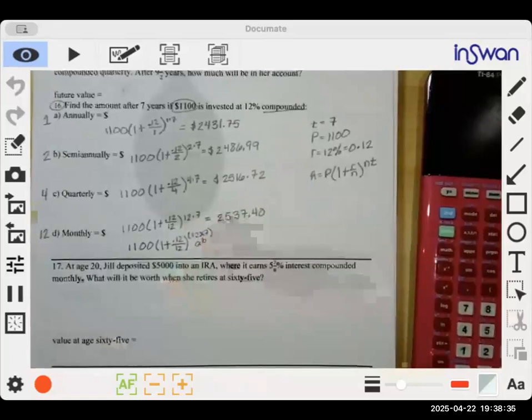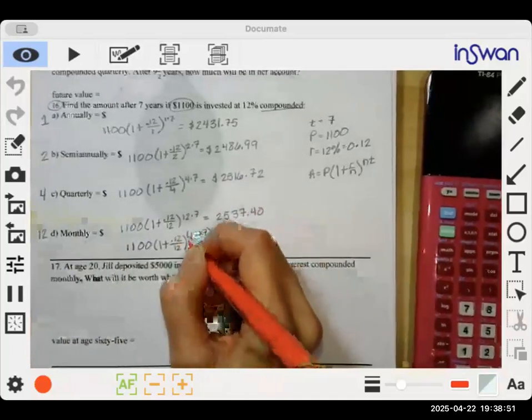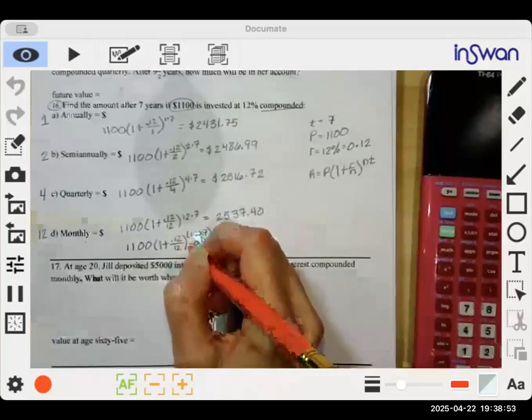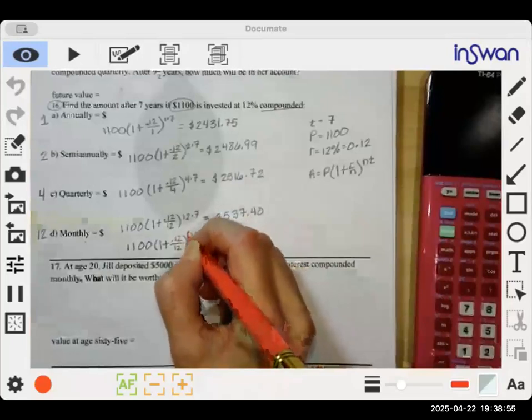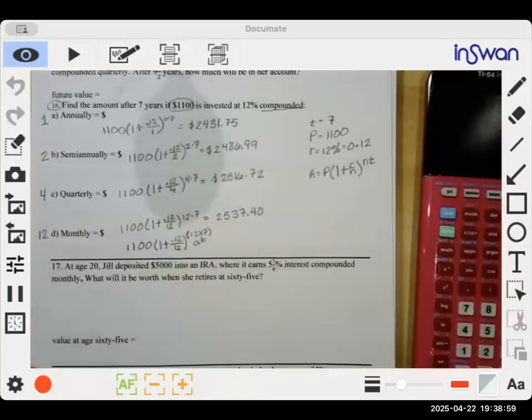Parentheses, I don't have to hit the exponent button. You do have to hit the exponent button because we need it to be raised. So you're going to hit the exponent button, then parenthesis 12 times 7, and close that parenthesis.